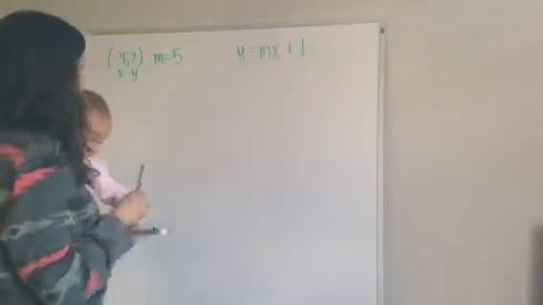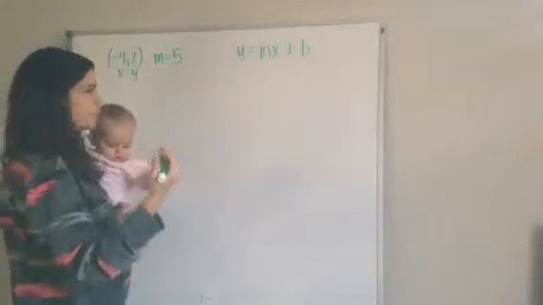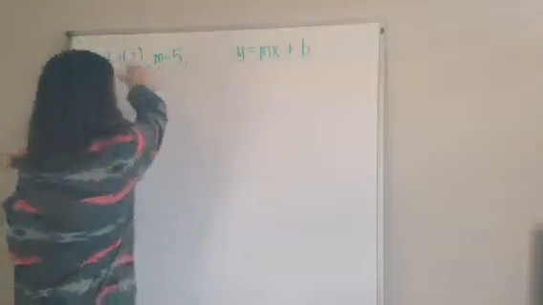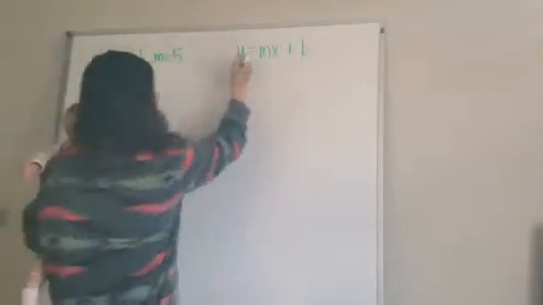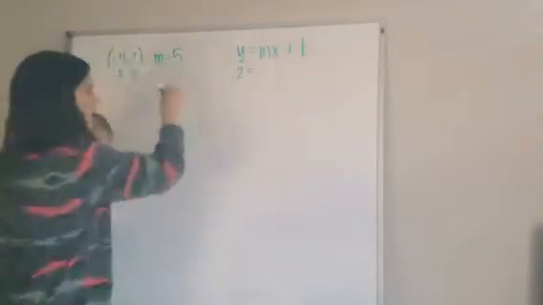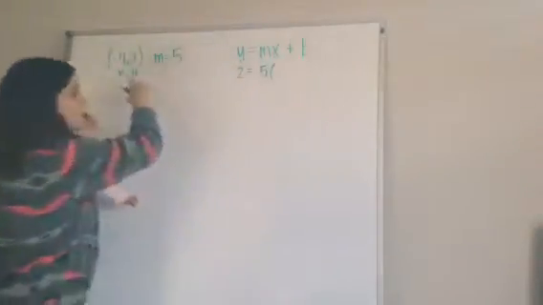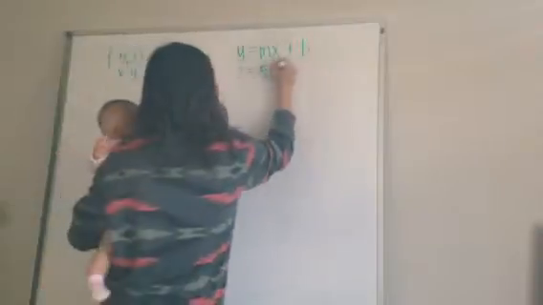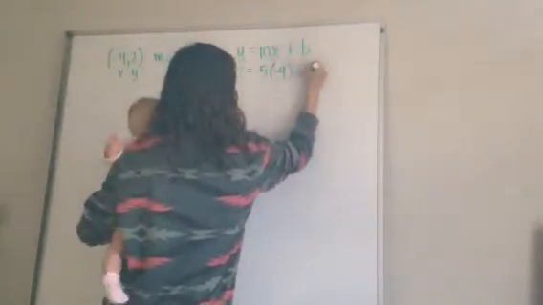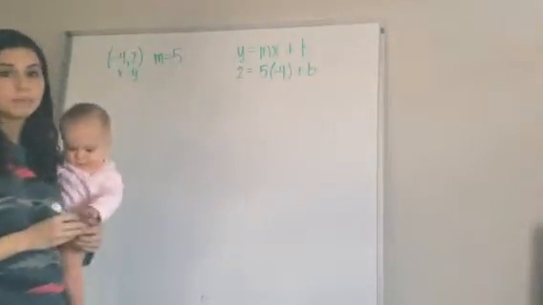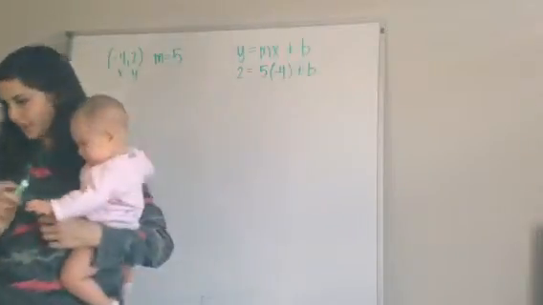There you go. Okay, so I'm going to plug in the y is 2. M, the slope, is 5. My x value is -4. Now, I don't have anything to plug in for b. We're going to have to find what the y-intercept is.